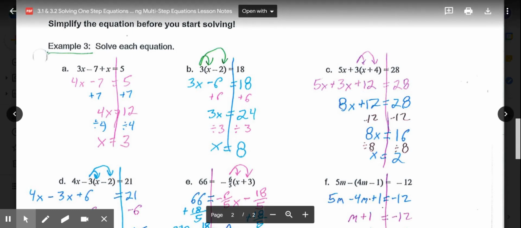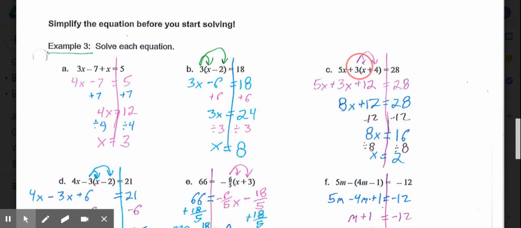Now in C, we have to distribute and then check to combine like terms before we start to solve. So we have 5x plus 3 times the quantity x plus 4 equals 28. So we'll distribute this 3, and we end up with 5x plus 3x plus 12 equals 28. 5x and 3x combine like terms to equal 8x. So 8x plus 12 equals 28. Subtract 12 from each side. 8x equals 16. Divide both sides by 8, and x equals 2.